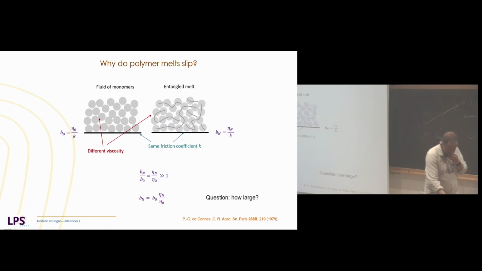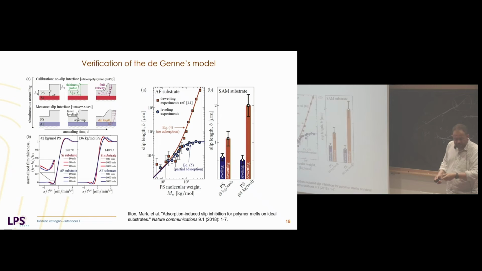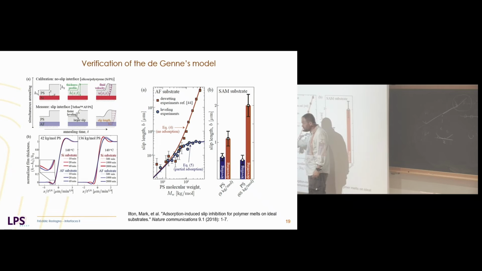So how do people measure this kind of stuff? I just wanted to show you this very nice example done by Mark Hilton together with the same kind of people as before, Eli Raphael, Caridel Nokiveres, and so on. The way they were measuring slip lengths was really smart. It was in polystyrene. They were making nanometric layers of polymers, with two thicknesses like that.